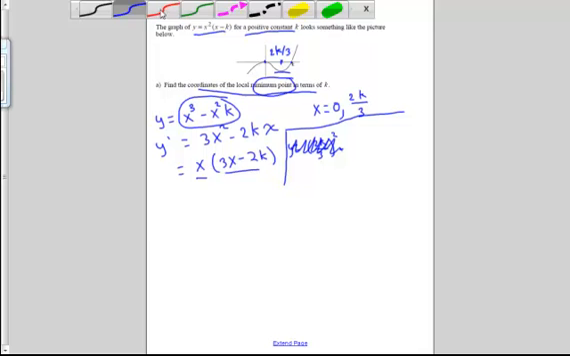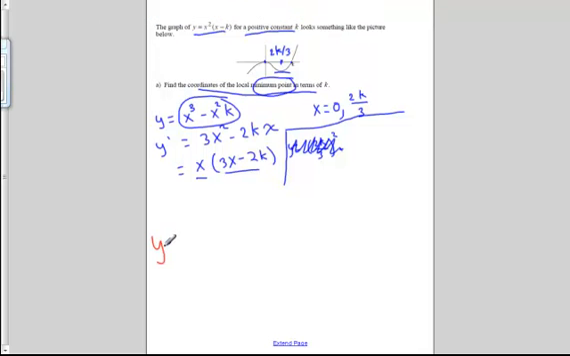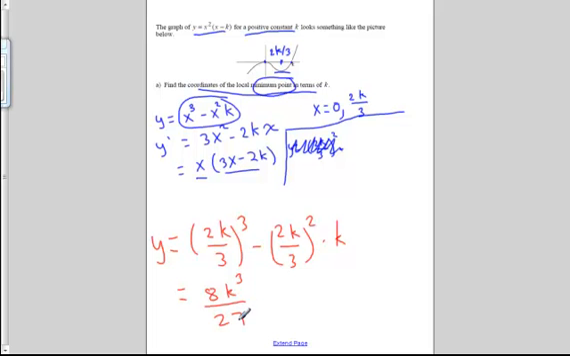So our y value will equal x cubed, but x is 2k over 3 cubed minus 2k over 3 squared times k. Now let's do a little simplifying. Distributing that cube, we get 8k cubed over 27 minus 4k squared times k, so k cubed over 9.